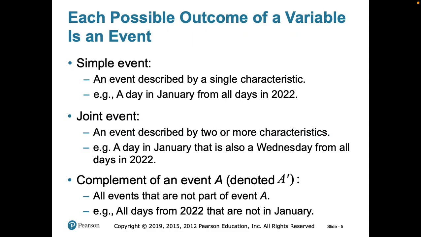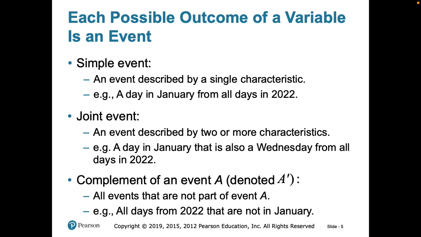So each possible outcome of a variable is an event. When we're talking about an event, we talk about each possible outcome that is going to result. A simple event is an event that is described by a single characteristic, so only one characteristic of that event. An example: I say pick a day in January from all the days in 2022. When you pick that day, that is a simple event because it's just one day in January.